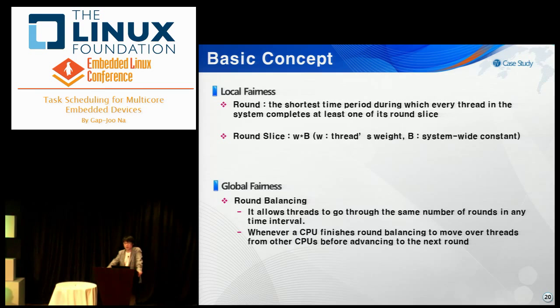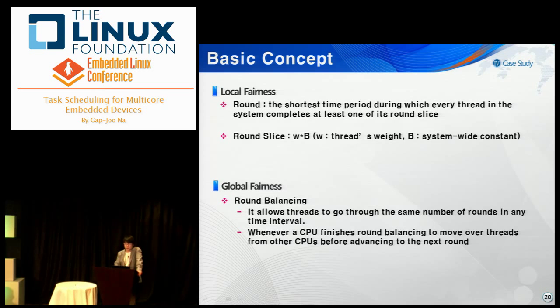The second concept is round. A round is the shortest time period during which every thread in the system completes at least one of its round slices. The round slice of a thread determines the total CPU time that the thread is allowed to receive in each round. When a thread uses up its round slice, we say that this thread has finished a round. Thus, DWRR removes it from the CPU run queue to prevent it from running again, and the thread is moved to the round-expired run queue. This operation maintains local fairness.